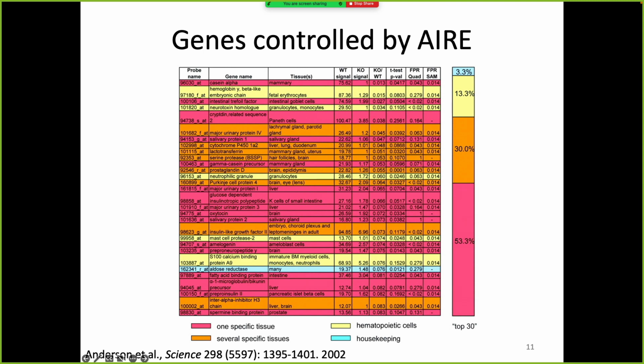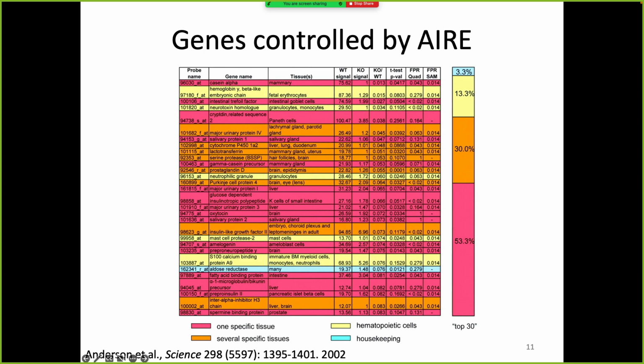AIR was first discovered in this study, when scientists were looking at a group of patients who we now know don't have AIR. They have a mutation and they don't have the AIR protein. And in trying to figure out what was up with those patients, AIR was discovered.